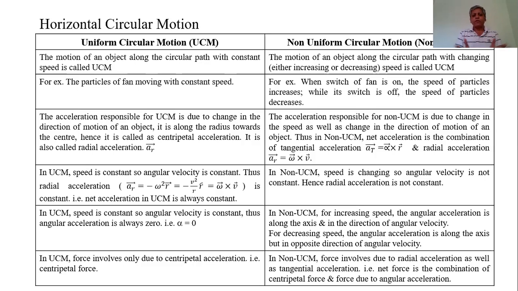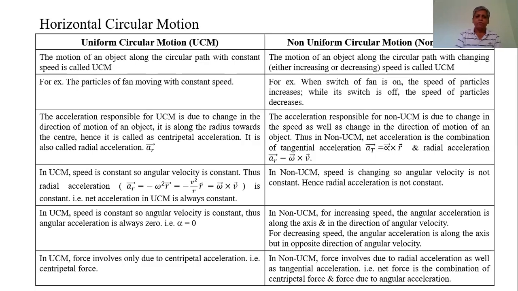Circular motion can be divided into two parts, horizontal circular motion and vertical circular motion. Here, we explain the horizontal circular motions. Horizontal circular motions can also be divided into two types. When the speed of the object or particle along the circular path is constant, we say that motion is uniform circular motion. If the speed is not constant, then the motion is called non-uniform circular motion. This is the difference between uniform and non-uniform circular motion.